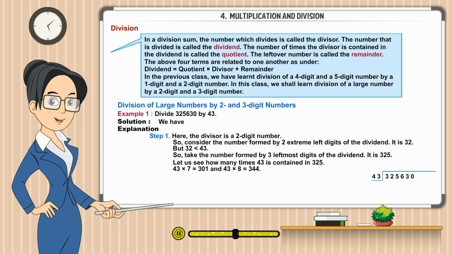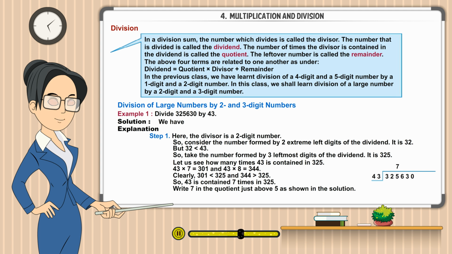43 × 7 = 301 and 43 × 8 = 344. Clearly, 301 is less than 325 and 344 is greater than 325. So, 43 is contained 7 times in 325. Write 7 in the quotient just above 5 as shown in the solution. Write 301 below 325 and subtract. 325 minus 301 is equal to 24.